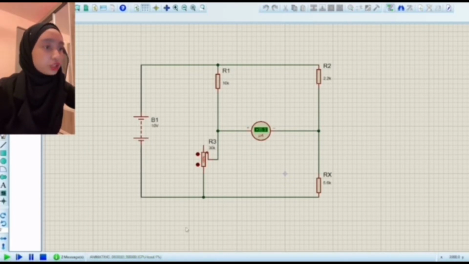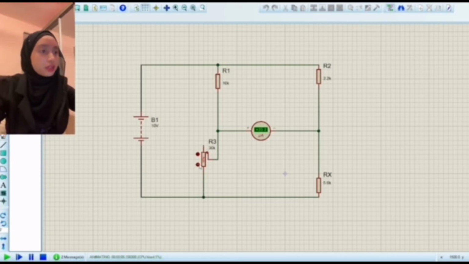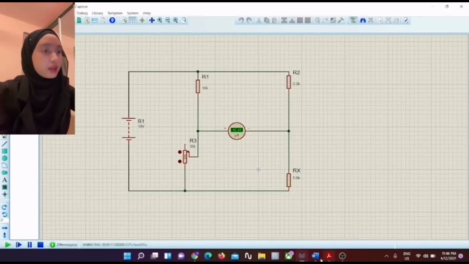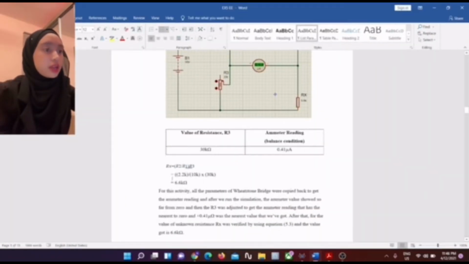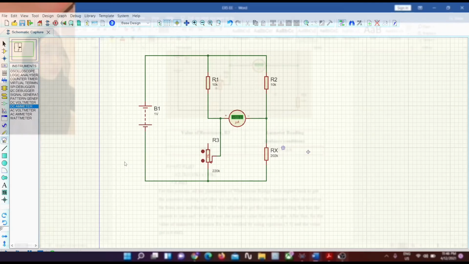After we run the simulation, the ammeter value shows so far from 0. Then the value of R3 was adjusted to get an ammeter reading nearest to 0, which is positive 0.41 microampere. After that, the value of the unknown resistance Rx was verified using equation 5.3 and the value we got is 6.6 kilo ohm.